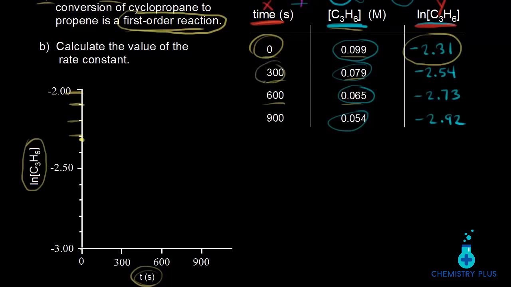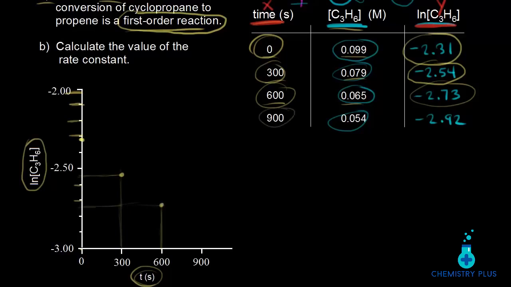Next point is that when time is equal to 300 seconds, we have y is equal to negative 2.54. So 300 seconds would be here, and 2.54 is pretty close to here. So we'll say that's approximately that point. Next, time is equal to 600 seconds, negative 2.73. So we have 600 seconds, and this would be negative 2.6, negative 2.7, so negative 2.73, close to there. Certainly not perfect, but close enough.